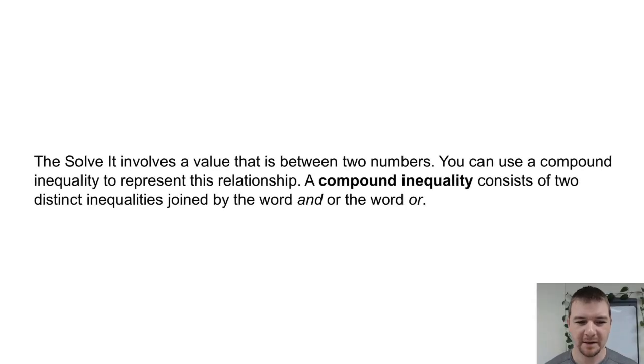Some problems involve a value that is between two numbers. You can use a compound inequality to represent this relationship. A compound inequality consists of two distinct inequalities joined by the word and or the word or.